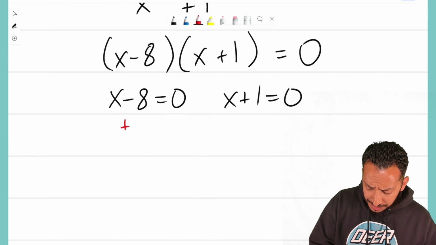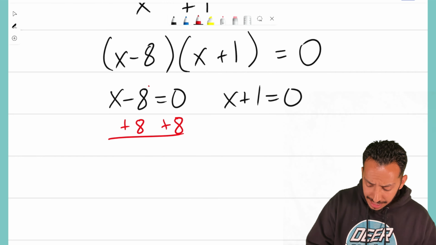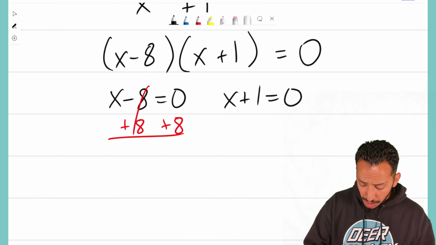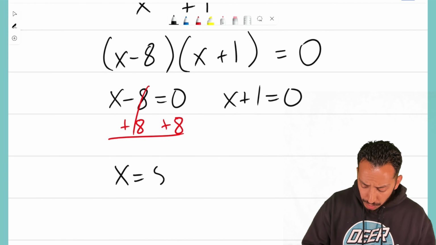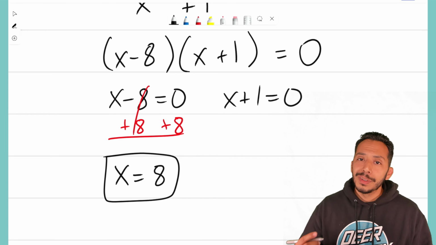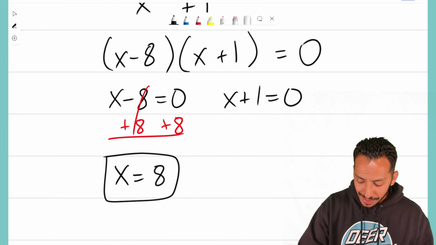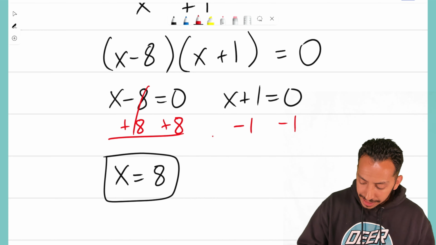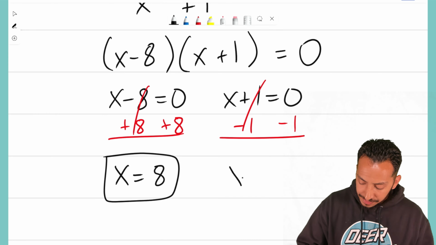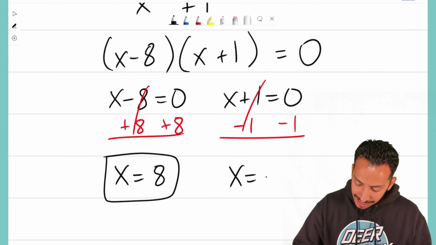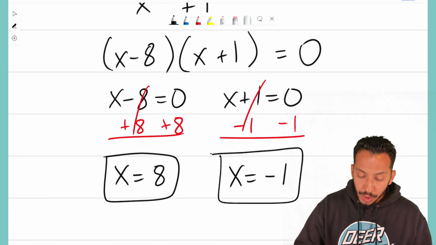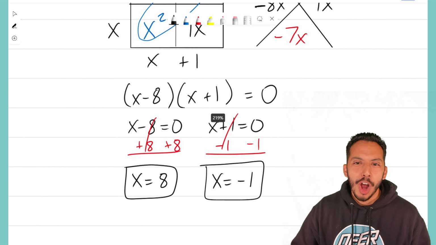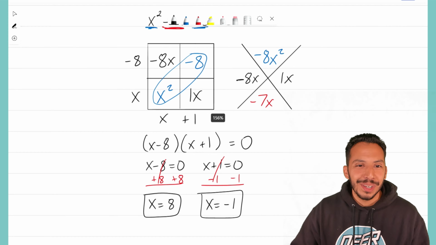Let's solve the left side. We're going to add 8 to both sides to cancel out or 0 out that 8 on the left. X is going to equal positive 8. Boom, we have one of the roots. All right, let's do the next one. Minus 1, minus 1. Those 0 out on the left-hand side. X equals negative 1. Those are our x-intercepts, our roots, our zeros, whatever the heck you want to call them.